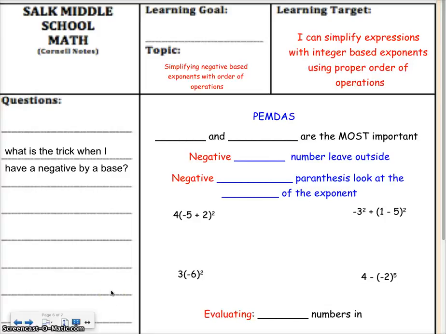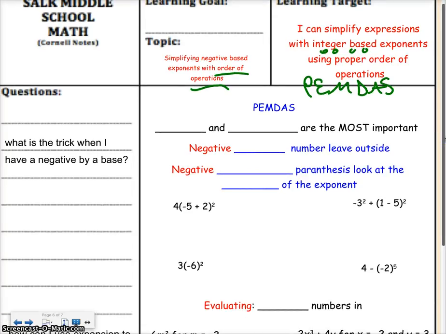Okay, today we're going to extend on our exponent knowledge, and you are going to continue simplifying negative base exponents, but the difference today is you're going to deal with the order of operations. Your learning target: you can simplify expressions with integer-based exponents using properties of operations. That means PEMDAS. So let's remember what PEMDAS is.